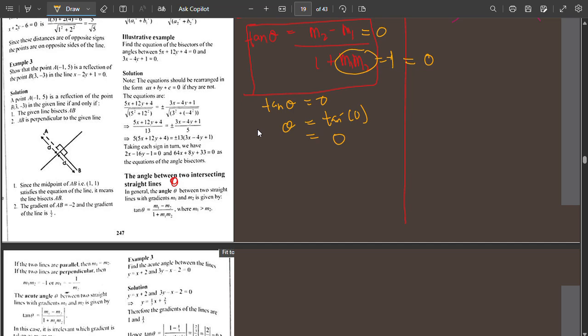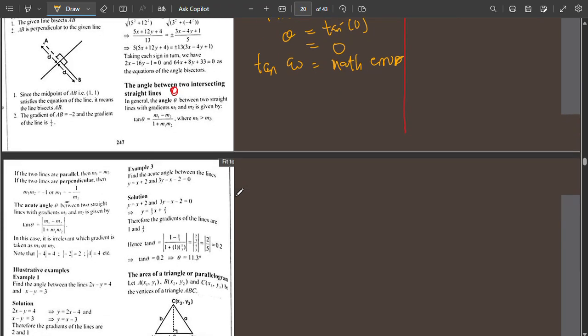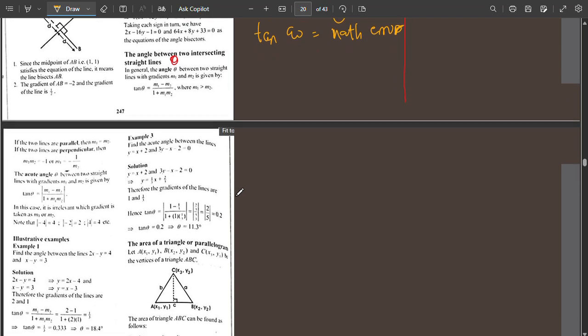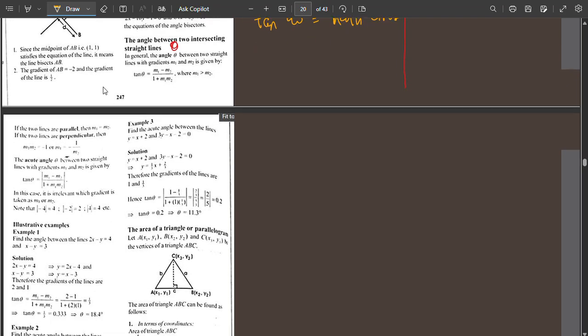So whenever you get that, that'll be a math error. And tan 90 is also a math error. So you should know these two scenarios and these two cases: if two lines are parallel, and if two lines are perpendicular. So we've done this.